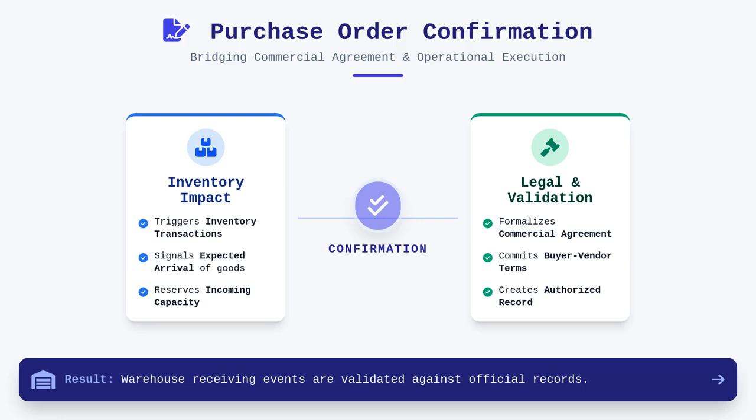Furthermore, confirmation acts as the point where the commercial agreement is formalized between the buyer and the vendor. Once these terms are committed, the transaction is prepared for the arrival of the physical items, ensuring that the warehouse receiving events can be validated against an existing, authorized procurement record.